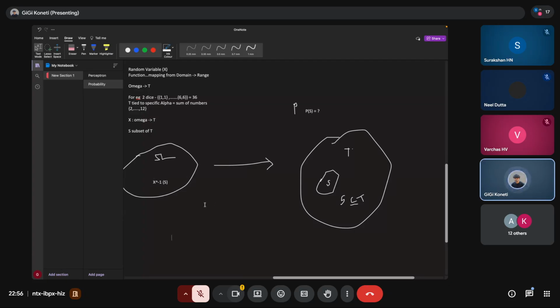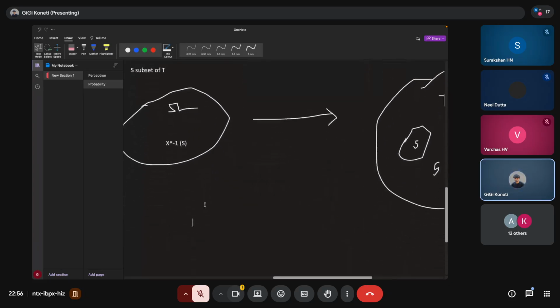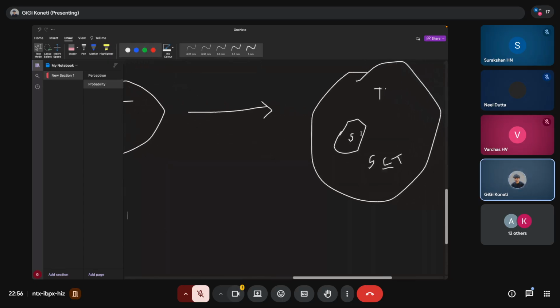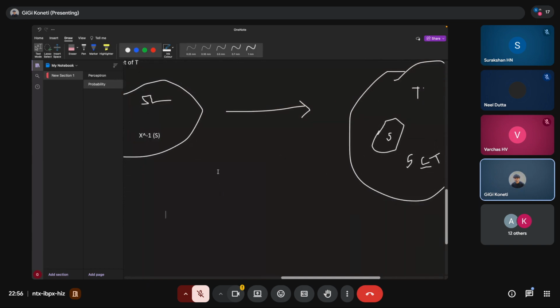So once again, if I write here, X is nothing but a mapping from omega to a target space, and here X is a function whose domain is omega and whose range is the target space, and what will X inverse be?